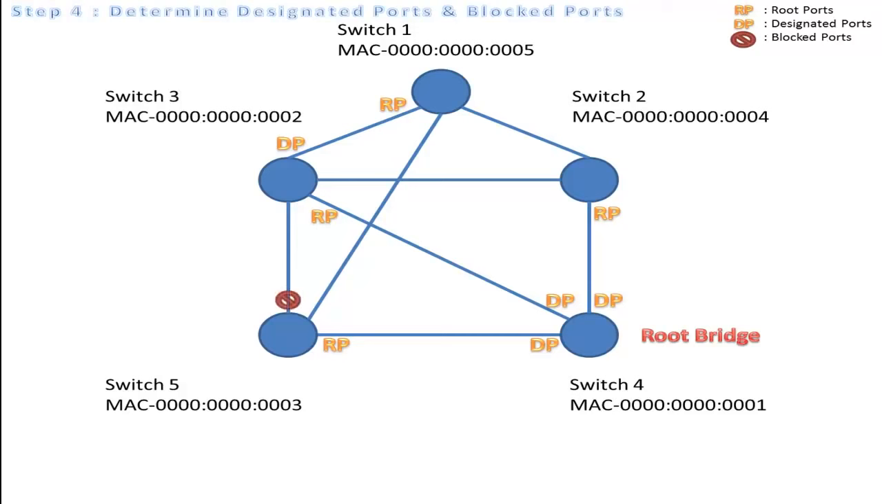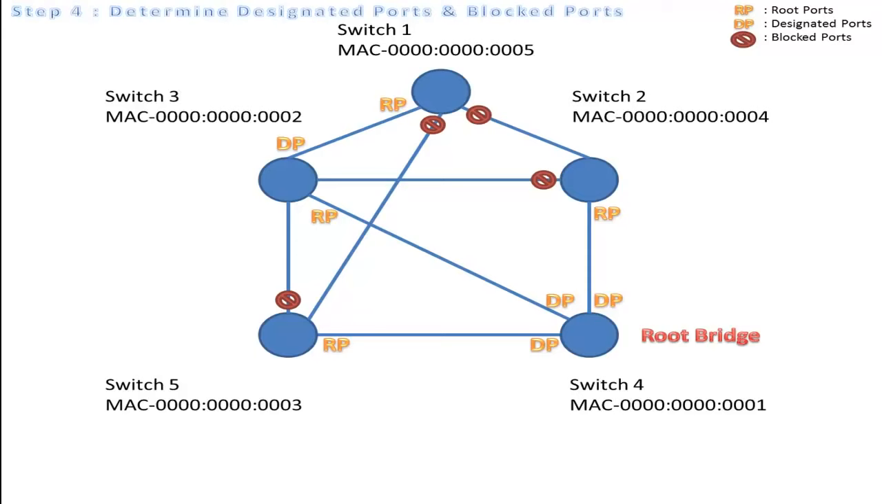The same scenario goes to switch 2. Since the MAC address of switch 3 is smaller, we block the port at switch 2 for the following network. At switch 1, the MAC address of switch 2 and switch 5 is smaller than switch 1. Thus we block the port at switch 1 for the following networks.